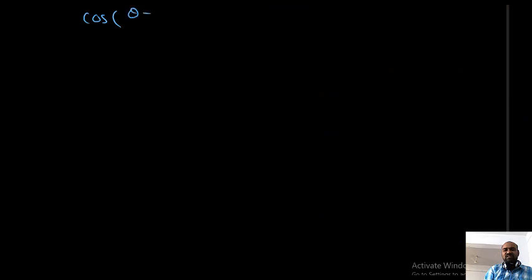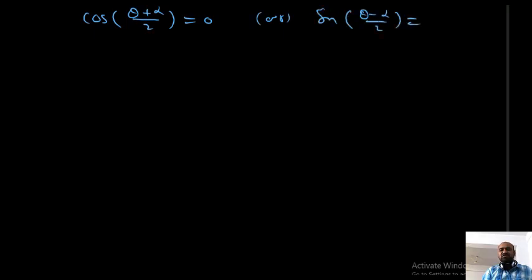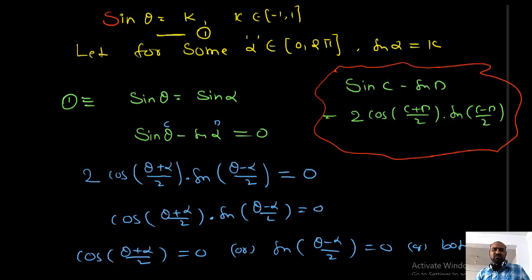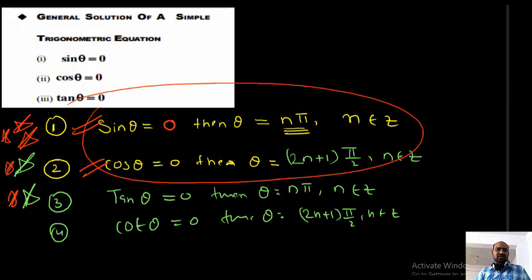Cos of (theta plus alpha) by 2 equal to 0 or sin of (theta minus alpha) by 2 equal to 0. Students, here it is important, listen with care. This is just like cos theta equal to 0. What is the value of theta? I just now explained, I will show you. Here, cos theta equal to 0 means the value of theta is (2n plus 1) into pi by 2. What is n here?